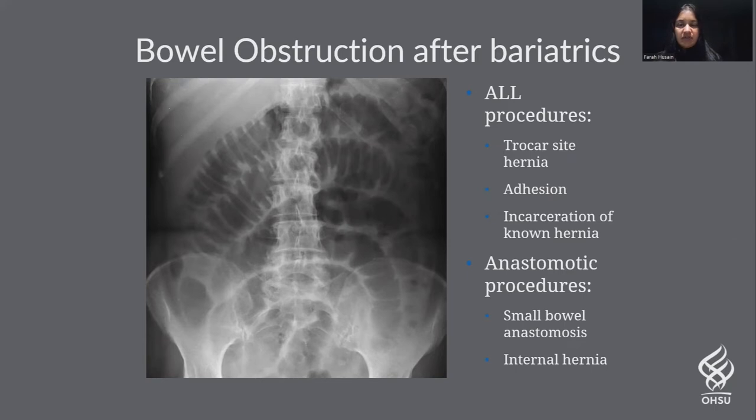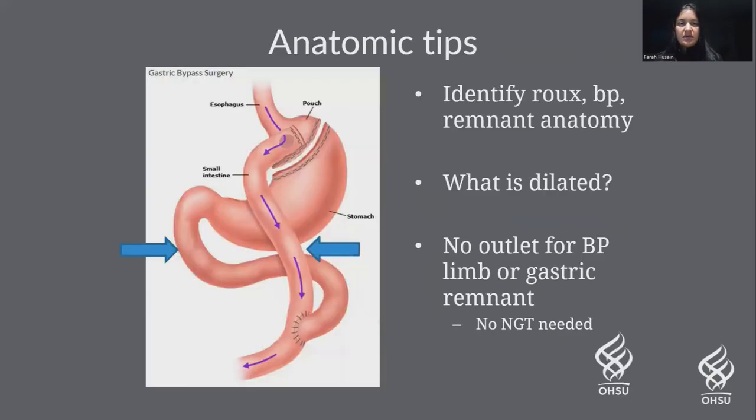Now, bowel obstruction after bariatrics. For any procedures in bariatrics, you could have a common trocar site hernia, an adhesion, or even an incarceration of a known hernia. If they had a belly button hernia or some other abdominal wall hernia that has suddenly gotten incarcerated after the surgery. For anastomotic procedures, you have to evaluate for a small bowel anastomosis as the site of the obstruction, as well as for internal hernia.